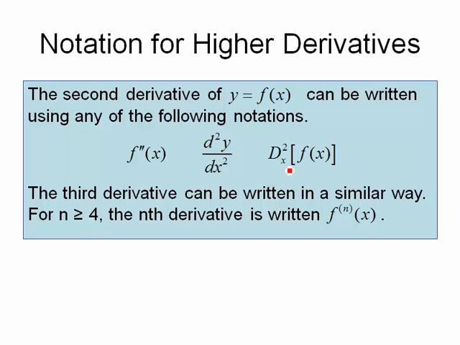We can do the same thing with the third derivative by doing a triple prime, or putting a 3 in the dy dx notation, or putting a 3 in place of the 2 in the D sub x notation. If you go any higher than 3, you're going to start to run out of room. So in that case, we go up in the power. Instead of writing 4 primes, we just write f with a 4 in parentheses.